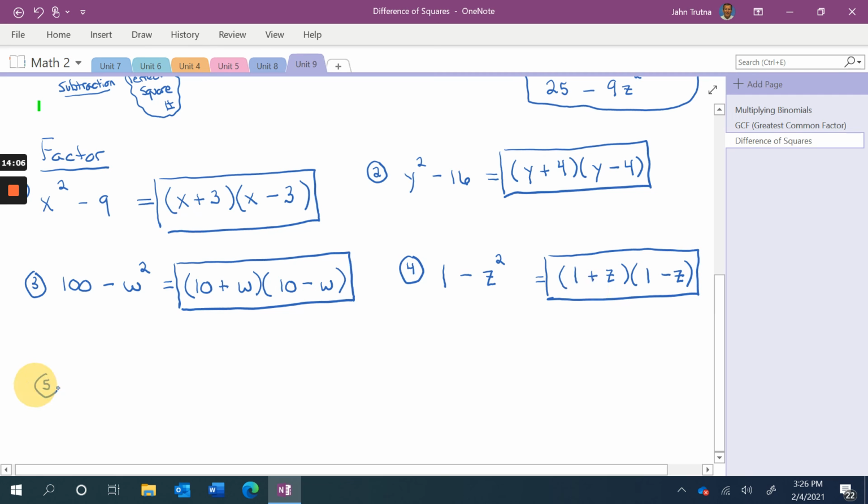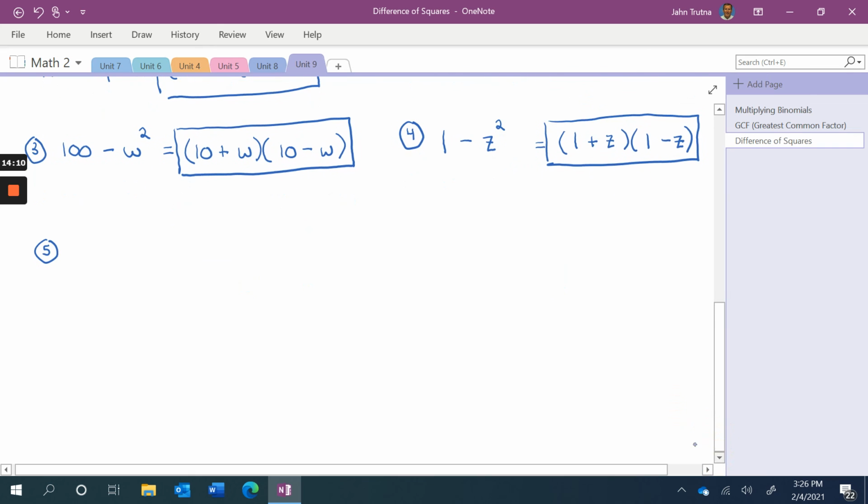Okay, number 5. Let's do a difference of two squares where we have numbers and perfect square numbers in both parts of the problem. And what I mean by that is 25 x to the second power minus 36. Does 25x to the second power minus 36 fall under the category of a difference of two squares? We've got the subtraction symbol. 25 is a perfect square number, so is 36. So the answer is yes.